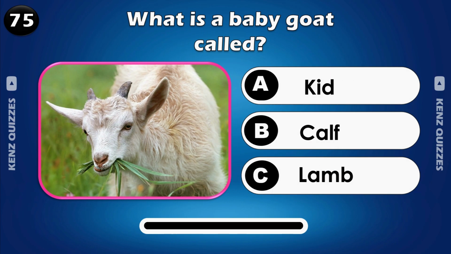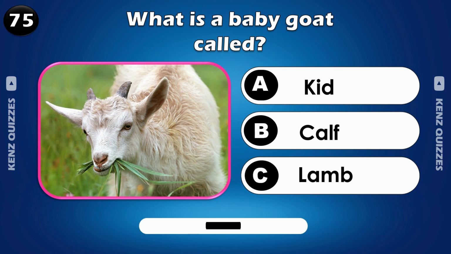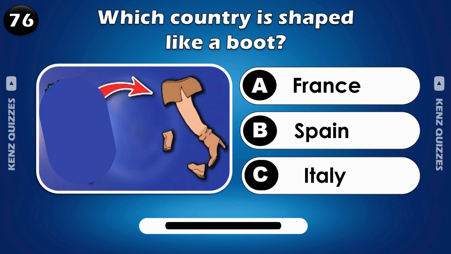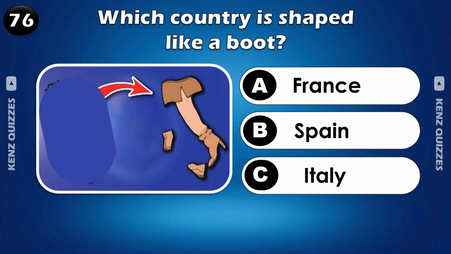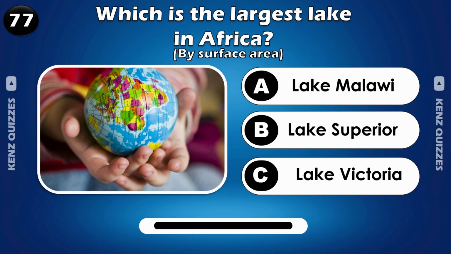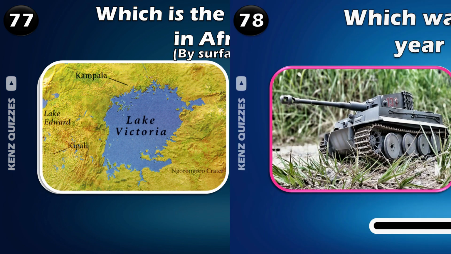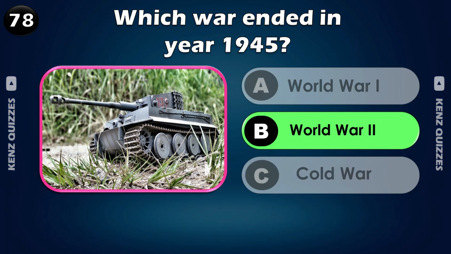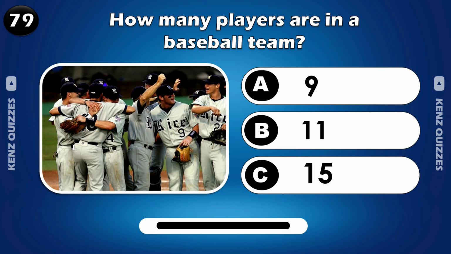Komodo dragon. What is a baby goat called? Kid. Which country is shaped like a boot? Italy. Which is the largest lake in Africa? Lake Victoria. Which war ended in the year 1945? World War II. How many players are in a baseball team?